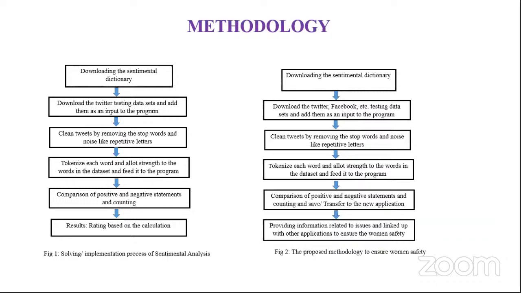Followed by selecting words, and after the comparison of positive and negative statements and counting, rating is done based on the calculation. Here we followed one procedure. First of all, downloading the tweets data set. The tweets data set collects a sample of words. For example, take some words, like 100 words are collected.